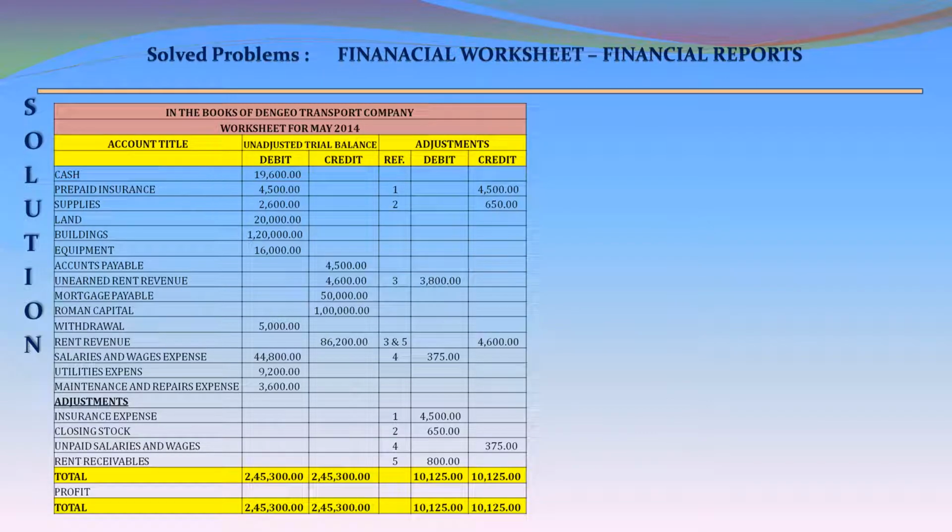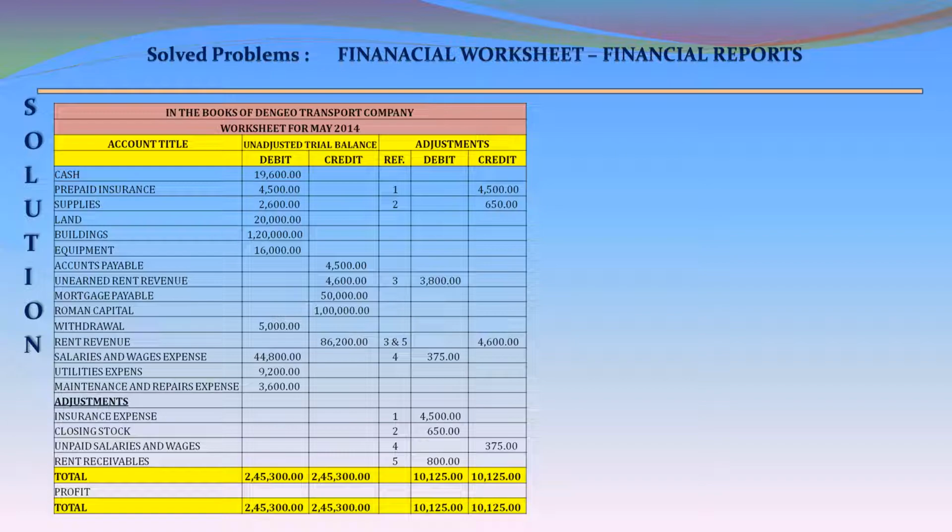Solution. Let us prepare the 10-column worksheet and post the adjustments against the unadjusted trial balance account titles. Adjustment 1: prepaid insurance credit 4,500, insurance expense debit 4,500. Adjustment 2: supplies credit 650, closing stock debit 650. Adjustment 3: unearned revenue debit 4,600, rent revenue credit 4,600.